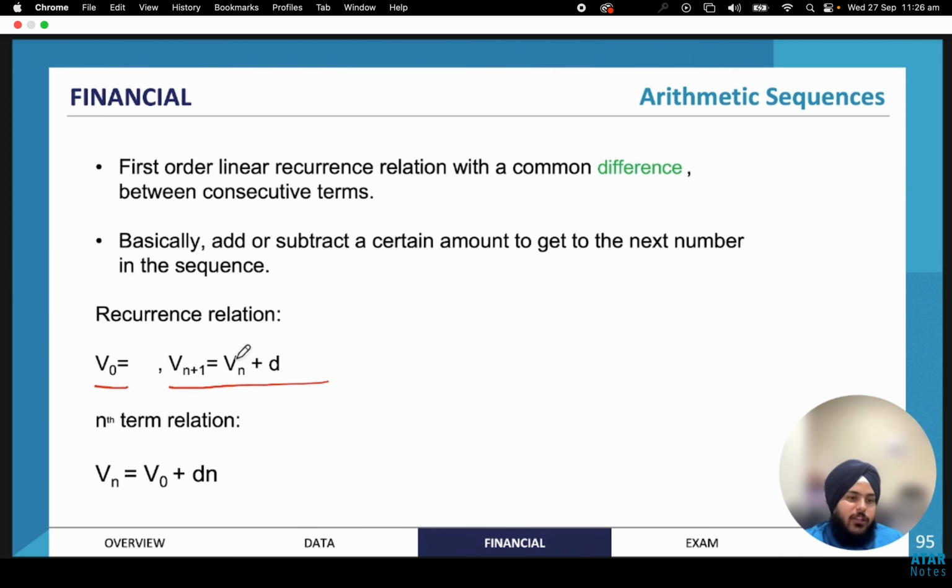Essentially, we can have this recurrence relation, which is Vn plus 1 is equal to Vn plus d, where d is the common difference, or the number that you're adding or subtracting each time. And here we have this equation where Vn is equal to V0 plus dn, where V0 is essentially the initial value, d is the common difference, and n is the value that you're trying to determine. So if you're trying to determine the first value, the 20th value, the 50th value, for example, you just sub in what n is, and that will give you what your value is.